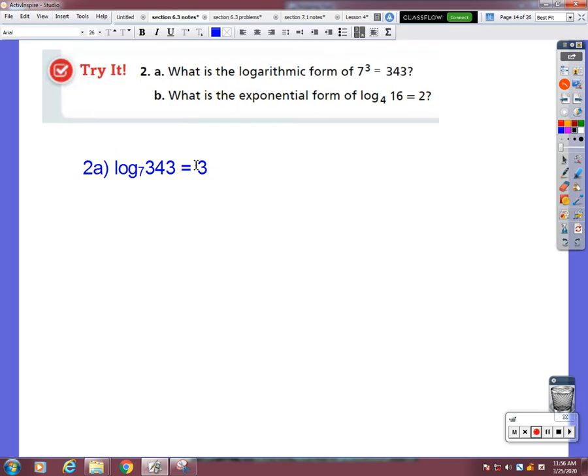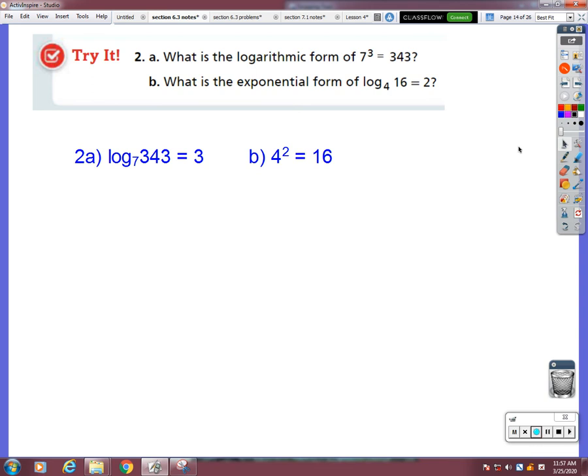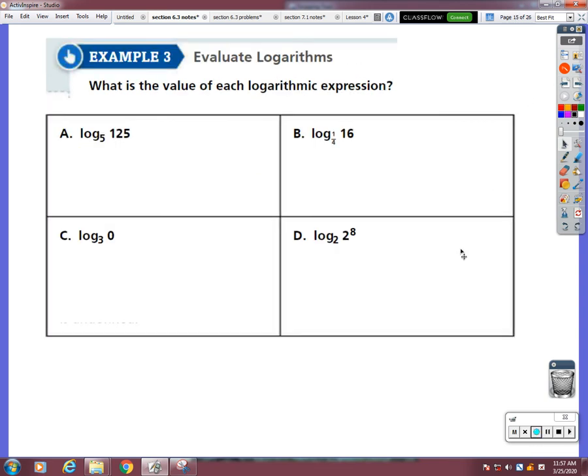Okay, how about if we go the other way around and we start with log, and we switch it around to being exponential. That would be this number to this power equals this number here, which in this case is 4 to the second equals 16. Okay, so that's how you translate in between those two formats. Alright, so let's do some easy ones of these, and we can practice our rules of exponents along the way.